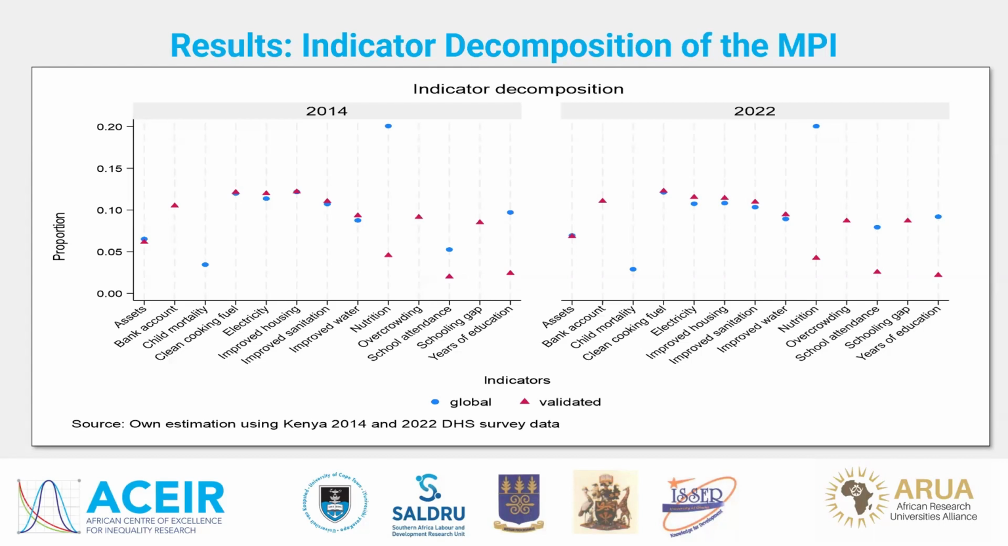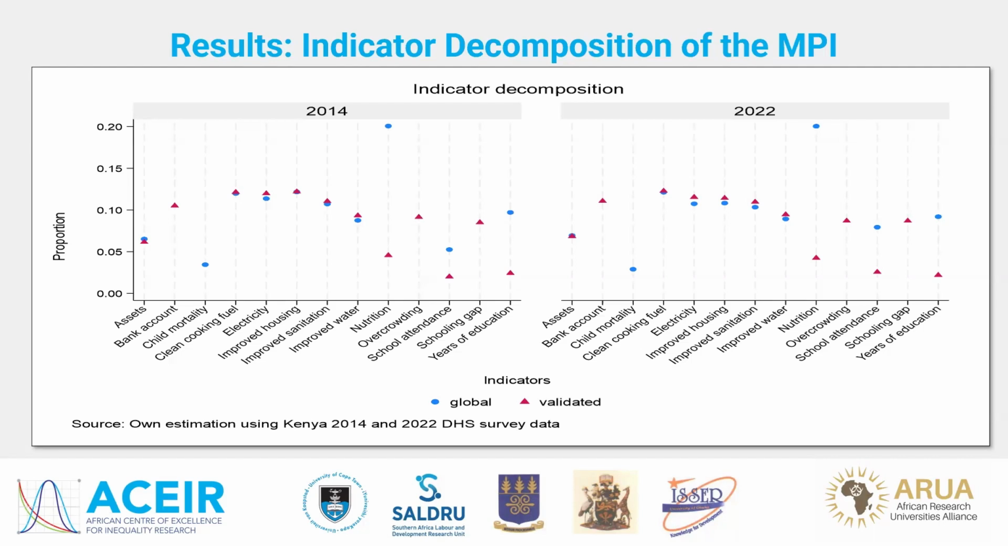For the global MPI, you have 10 indicators. For our framework, we have 12. So it is 10 minus the one we dropped plus 3 others. So the thinking would be that the indicator contributions to the MPI should actually go down for all the indicators in question.